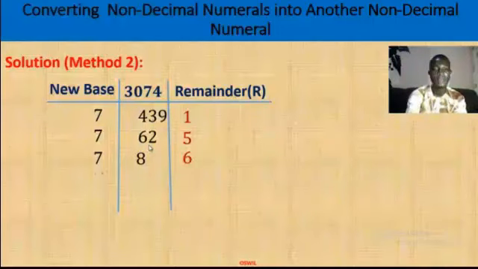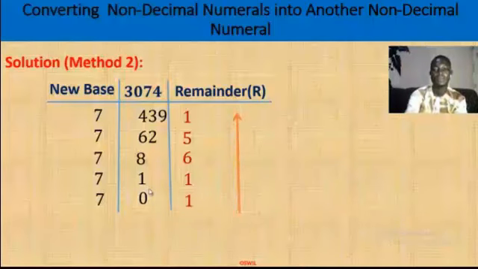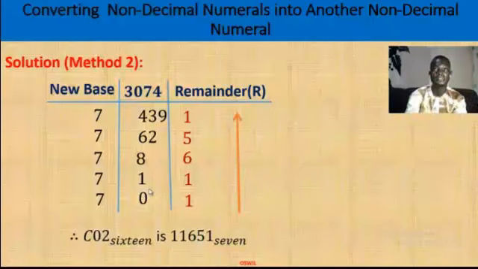Then we write 7 again. 8 divided by 7 would give us 1, and the remainder is 1. Still, we have not gotten to 0. We are approaching 0. So we write 7 again. 1 divided by 7, because 1 is less than 7, we write 0. Then the remainder would be 1. When this is done, we write the answer from the bottom to the top. Therefore, C02 base 16 is 11651 base 7.